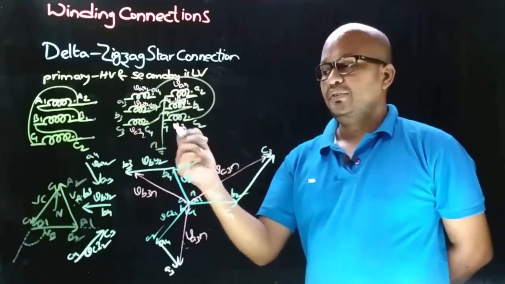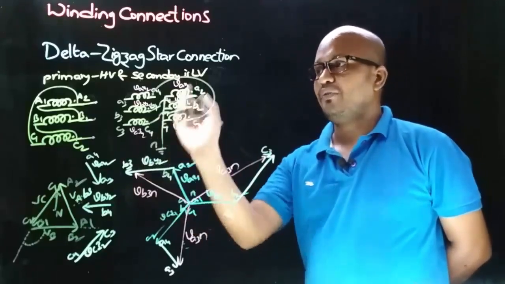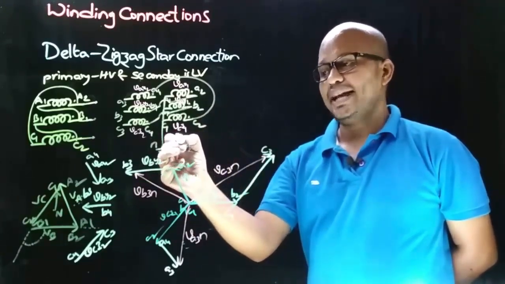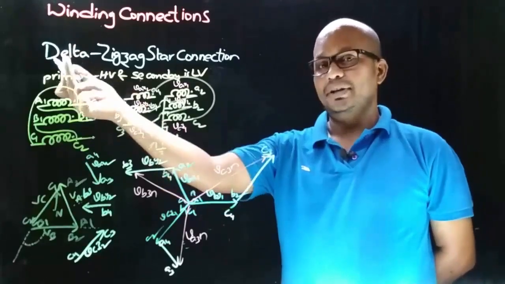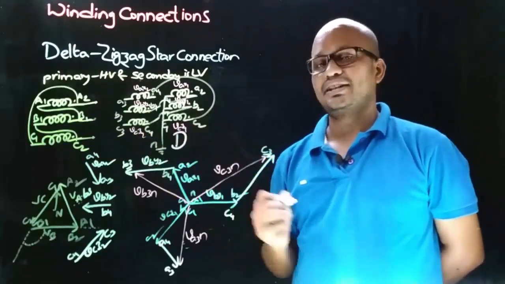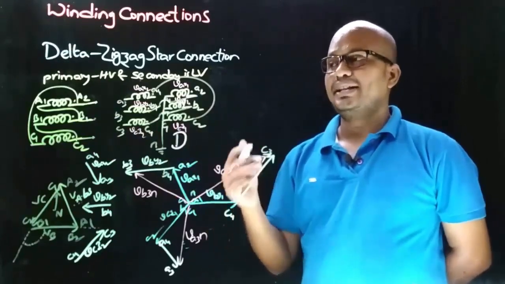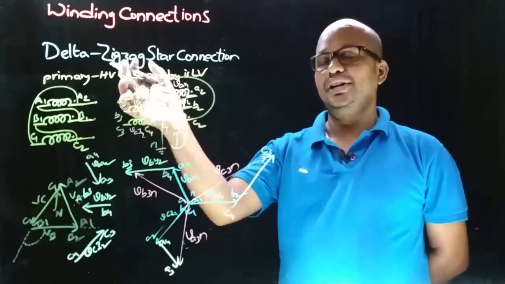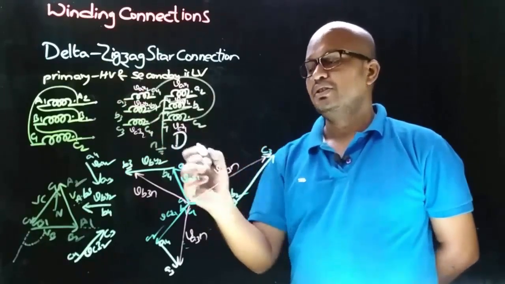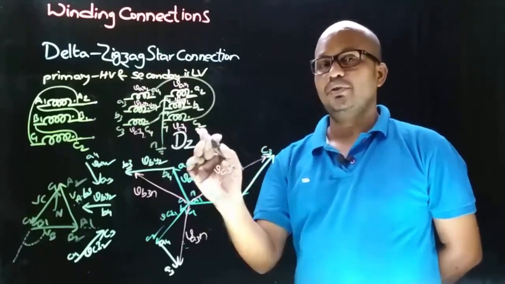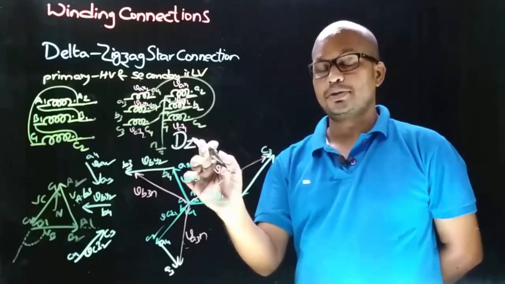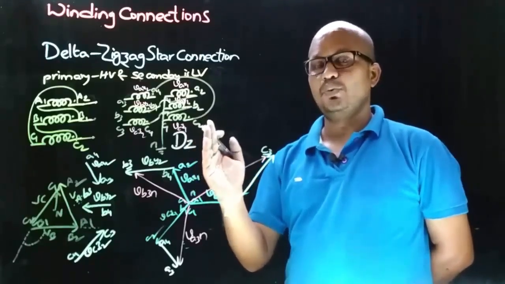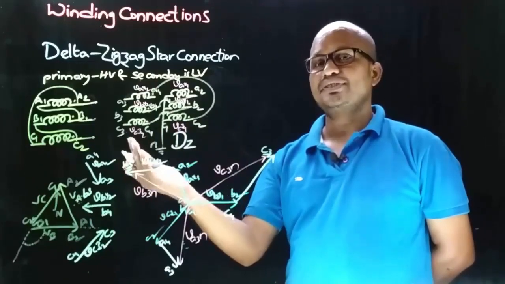Now let's identify the vector group symbol for this type of delta zigzag star connection. It is known that the first character in the vector group symbol is a capital letter, and that indicates the HV side connection. Therefore the first character is capital D. The second character in the vector group symbol is in lower case, and that indicates the LV winding connection. Here it is zigzag star, so to represent that it is taken as small z. And now we need to decide the third position of the vector group symbol, which is a numerical, and that numerical will indicate the LV side phase to neutral voltage displacement with respect to the HV side phase to neutral voltage.